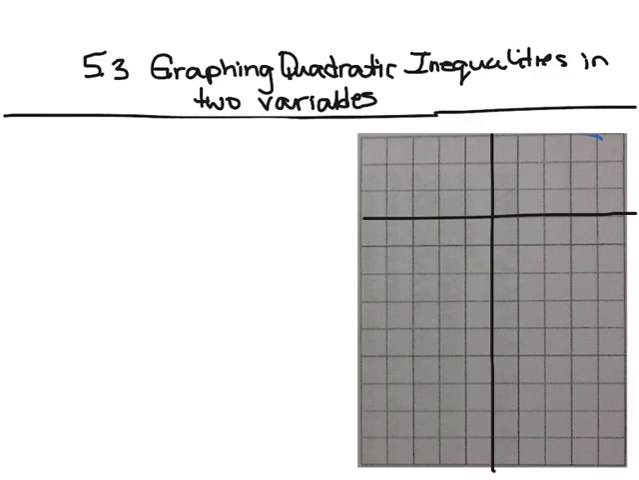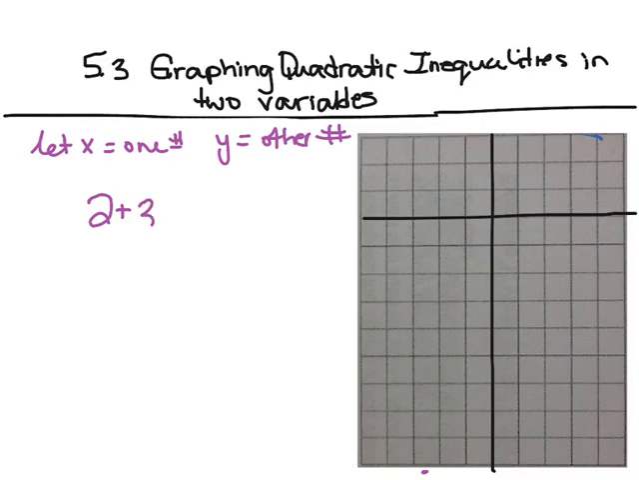For the following word problem, it's going to have 2 numbers, so let x equal one number and y equal the other one. When we read this, we want to write as we go. So the sum of 2, so 2 plus something, and 3 times the square of one number, so 3x squared, where x is our one number, is greater than or equal to 5 minus twice the other number. So there's our inequality.